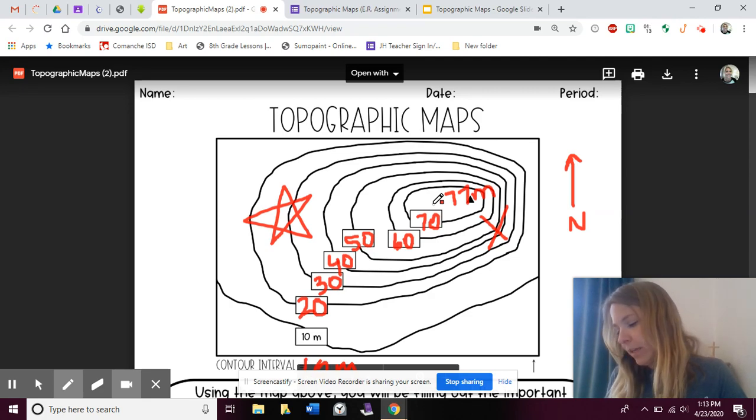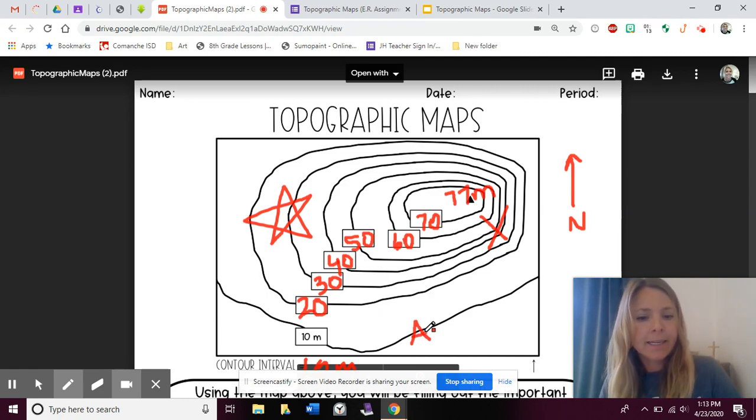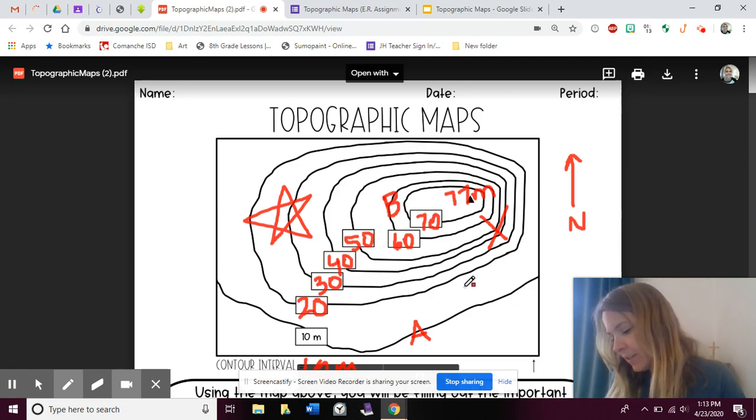Number seven, label point A on the contour line labeled 10 meters. So somewhere on this contour line, we're going to label this point A. So maybe we're standing here at the bottom of the mountain. And then number eight says to label point B on the contour line labeled 60 meters. So we labeled this contour line 60 meters. So we'll say we wanted to travel up to point B and have a picnic.